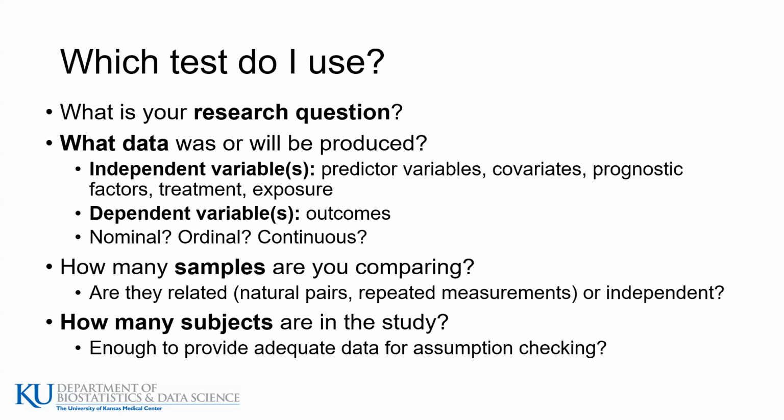When you're determining which statistical test you want to use, you want to think about what your research question is and then what data will be produced from conducting this study. So what are your predictor variables, covariates, prognostic factors, treatment or exposure, versus your dependent variables, which are your outcome variables. And you want to know if these are nominal, so categorical variables, if they're ordinal, so there's some type of ordering to them, or if they're continuous, like in our blood pressure example.